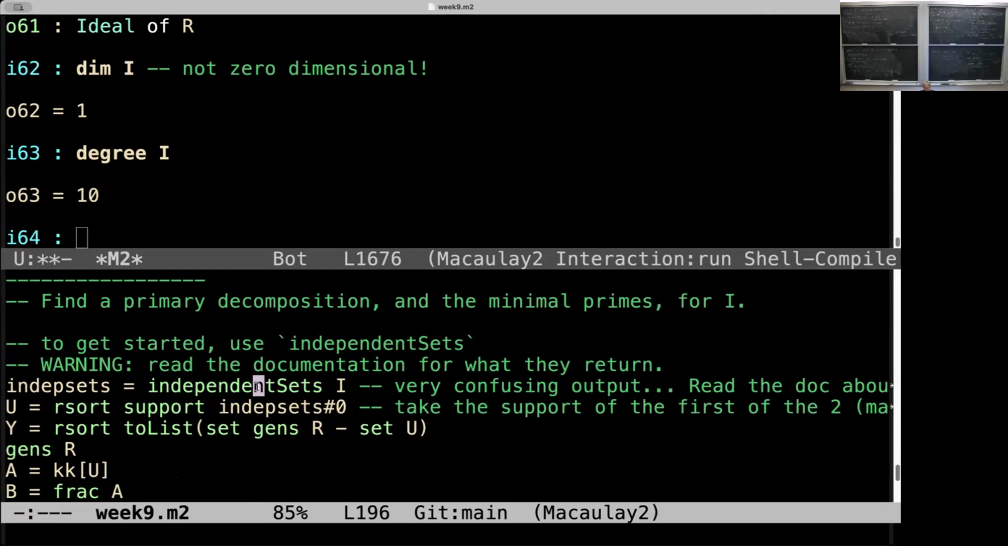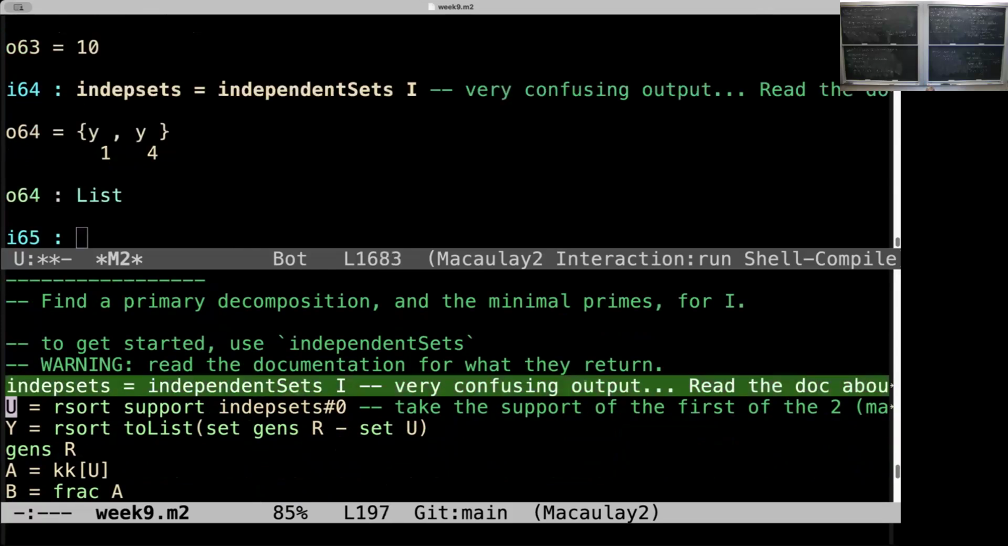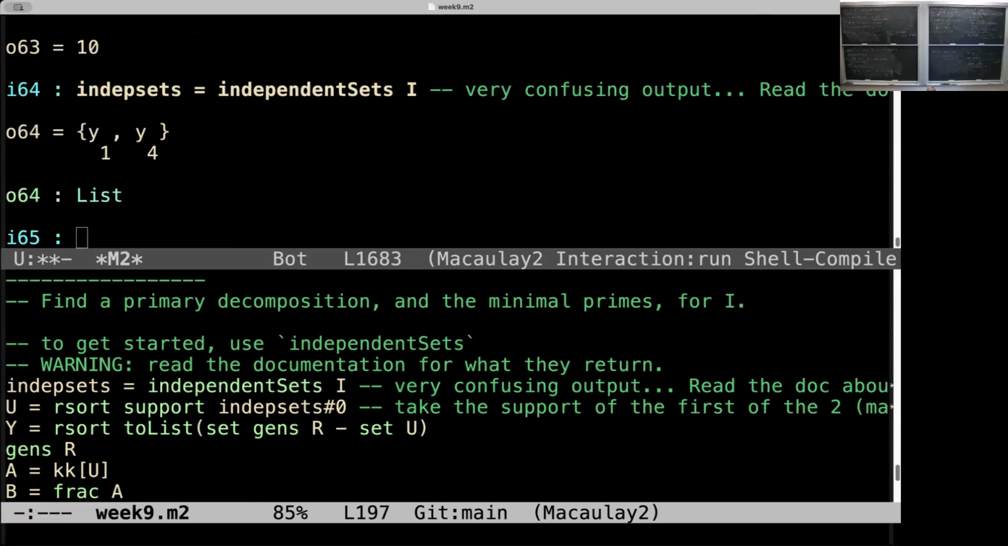So remember, in the homework, you could get the independent set. The way this works is it takes the initial ideal of I in whatever order you're in, and then gives you what those independent sets are. But it's very confusing output. It's actually very bad output.